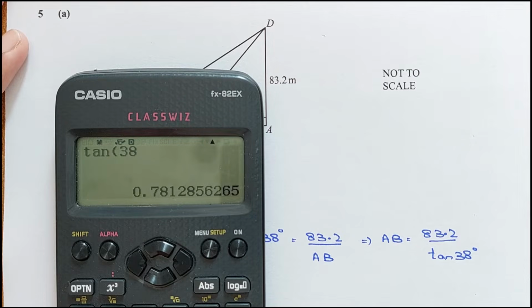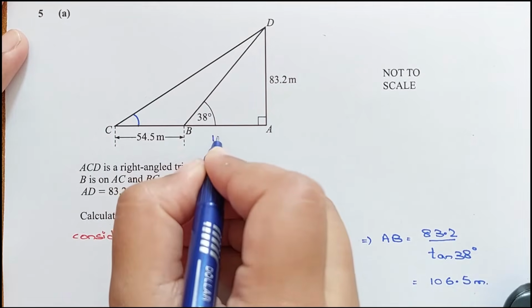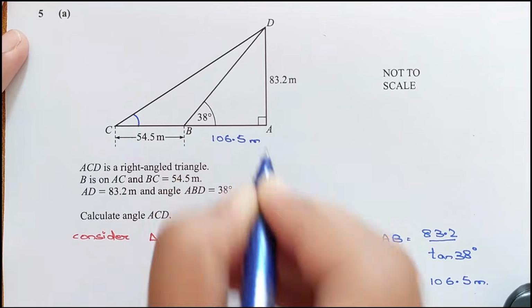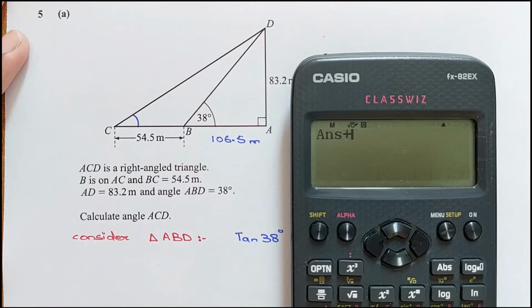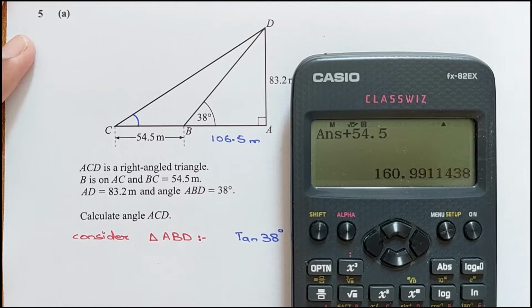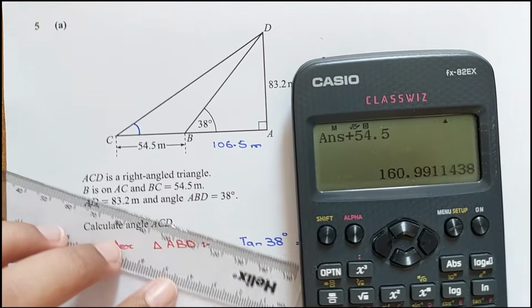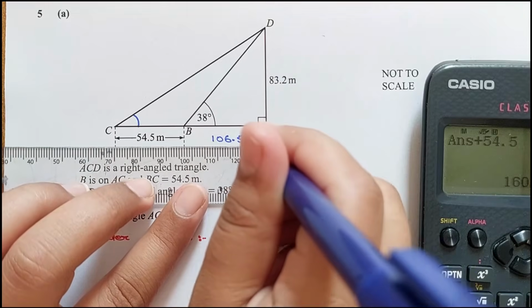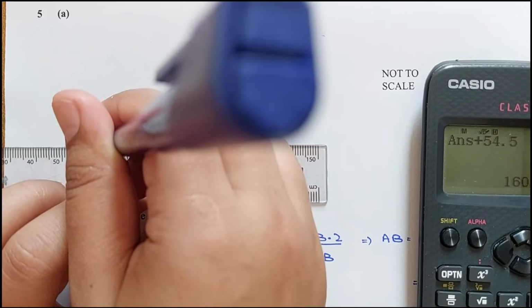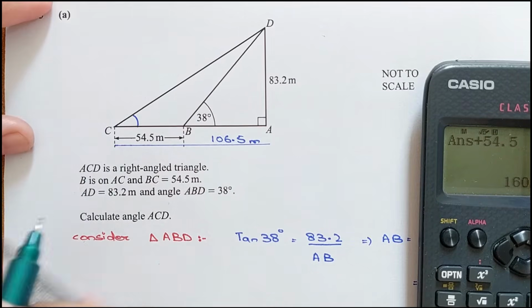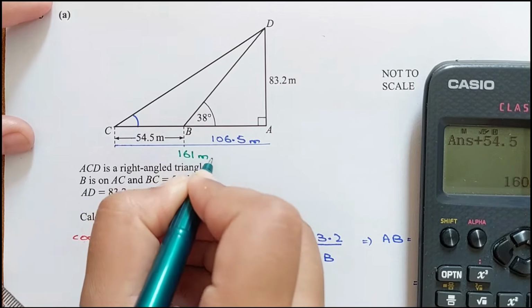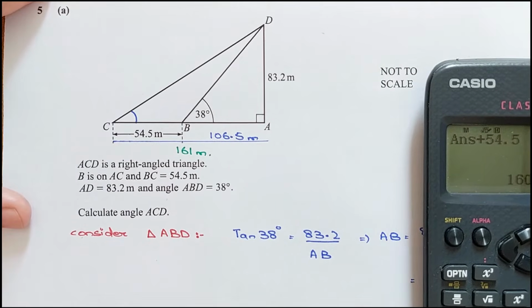Tangent of 38, 83.2 divided by the answer, which is AB, and that is 106.5 meters. 106.5 meters, and the sum of AC, add 54.5, we can say the whole length AC is 161 meters. This whole A to C is 161 meters.